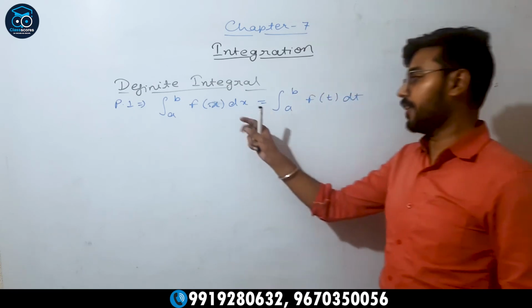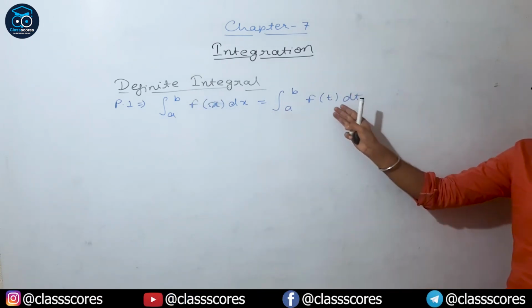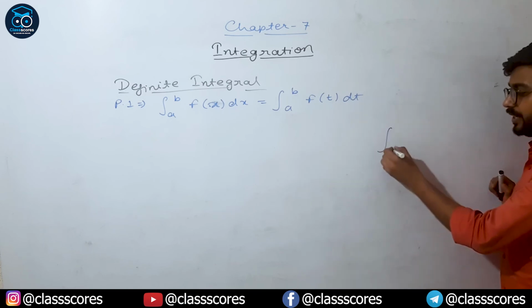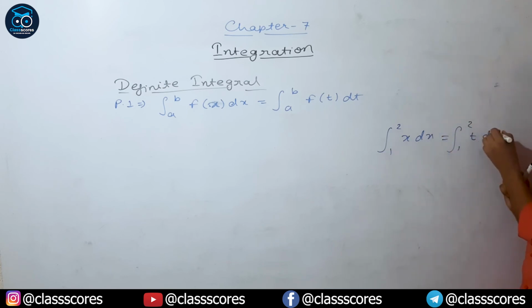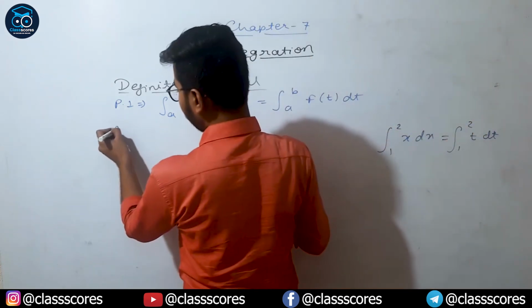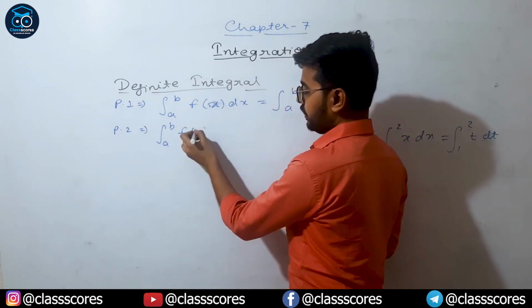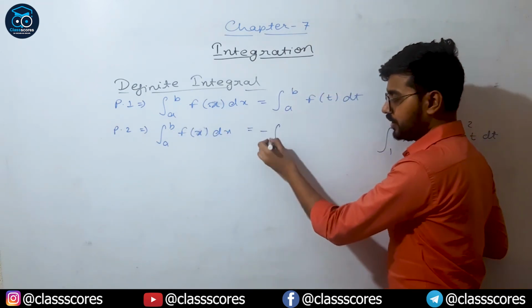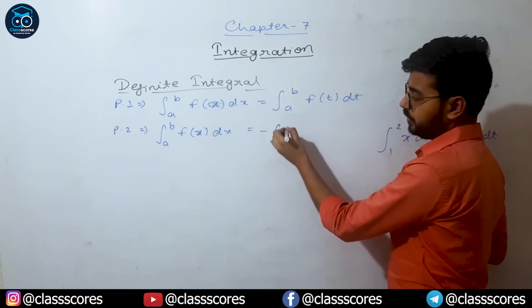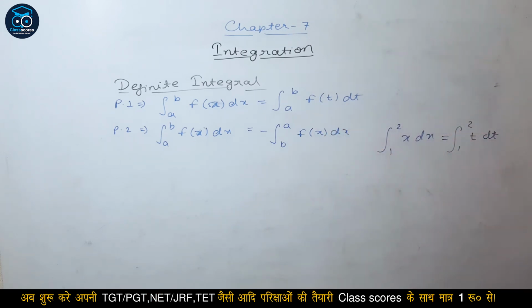Means if the function is given in x and the limit is a to b, then we can simply change that function in terms of t. If we integrate the function x dx, or we can integrate t dt, both the functions are the same. This is stated by property 1. Property 2, if we need to interchange the limit, suppose right now the limit is given a to b, we just introduce a negative sign and simply we can change the limit. So this is our property number 2.